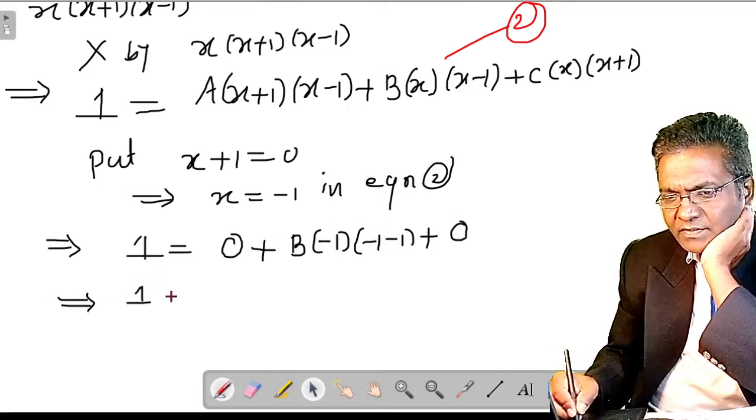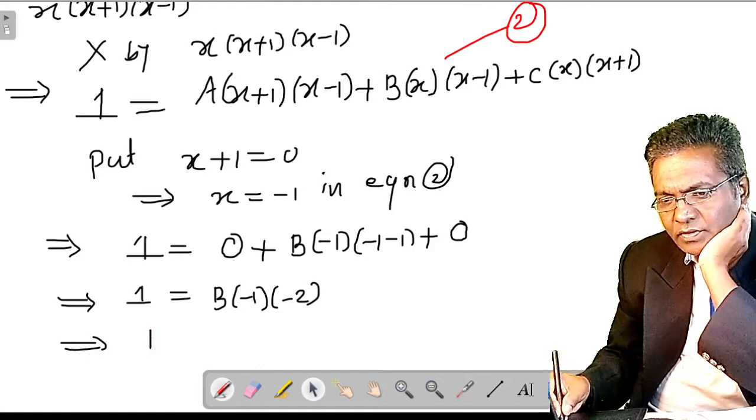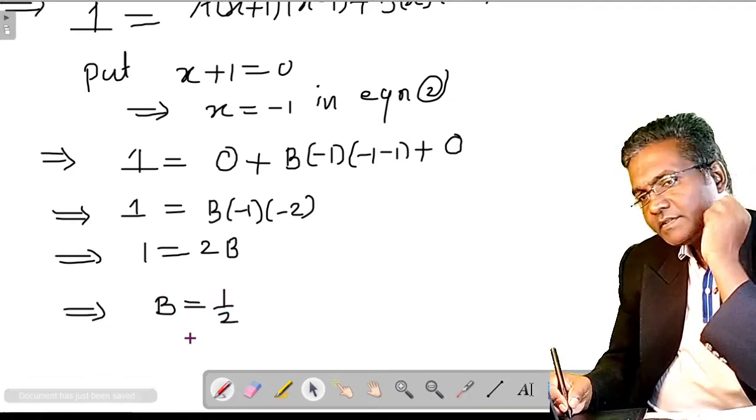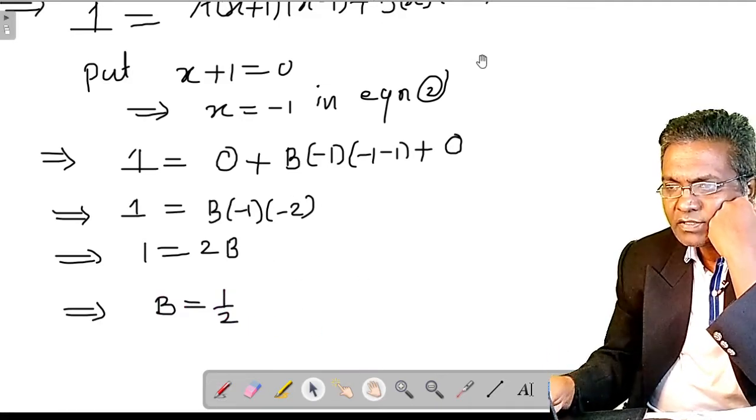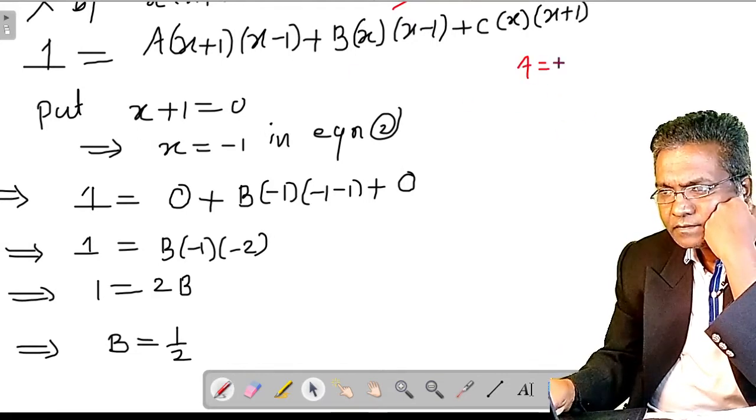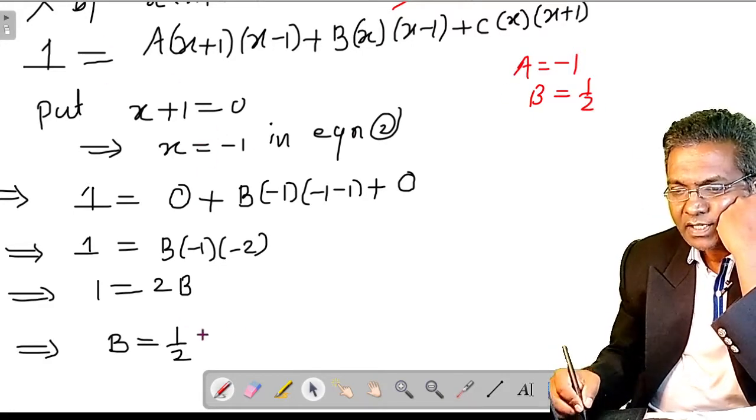So this implies 1 is equal to b into minus 1 into minus 2. So 1 equals 2b. So b is 1 by 2 you will get. b is 1 by 2. Okay. So a we had as minus 1, b as 1 by 2, and now you have to find c.